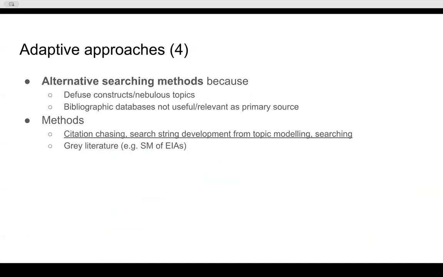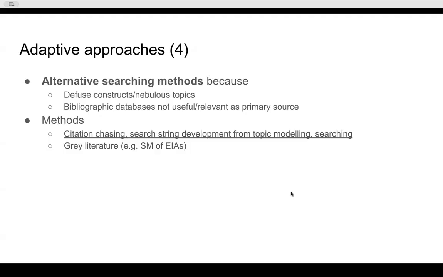And the final set of adaptive approaches is around that final example I gave that I really hate, around diffuse concepts or nebulous topics. And perhaps as a result, the primary way of searching for evidence in a systematic review, which is searching bibliographic databases, might not be suitable as the primary source of information. Obviously, we know that we search in other ways for grey literature and sometimes hand searching, often citation chasing. But primarily, bibliographic databases are seen as the main first source of information.